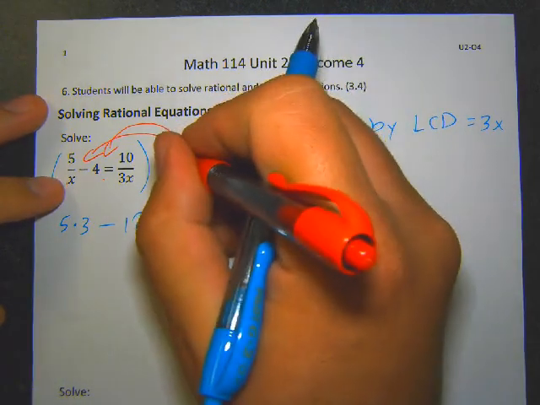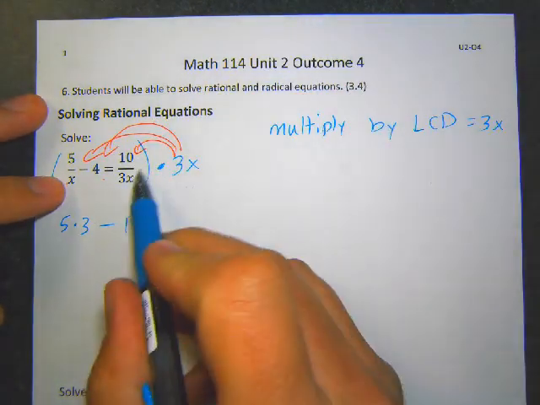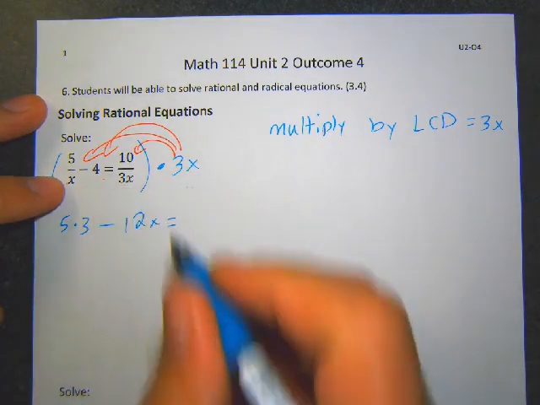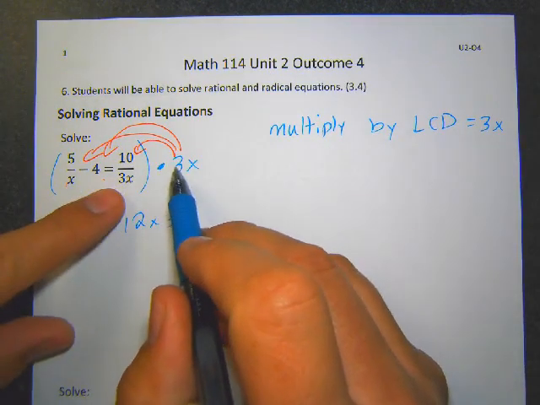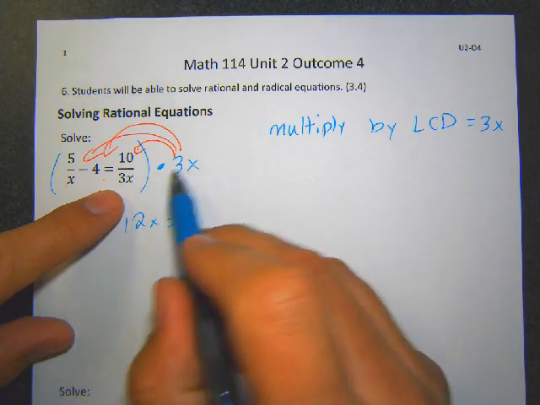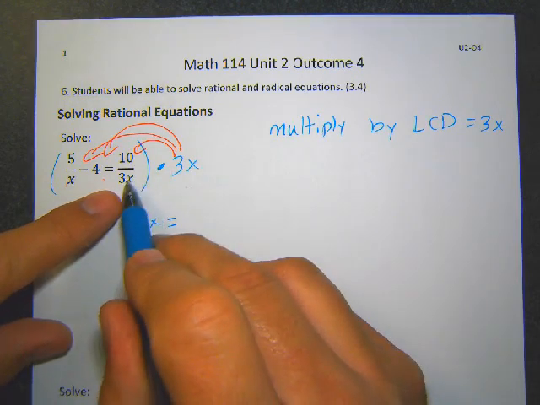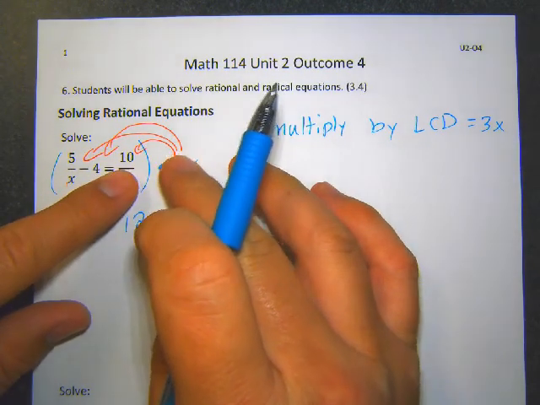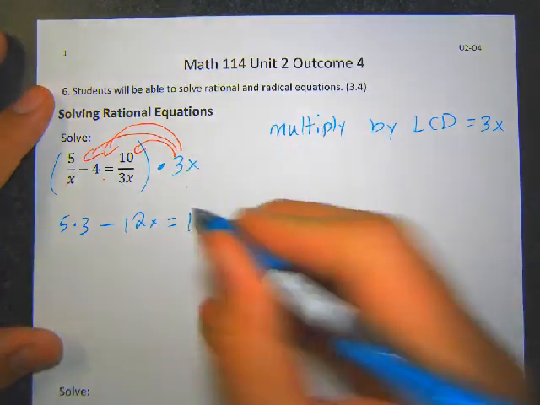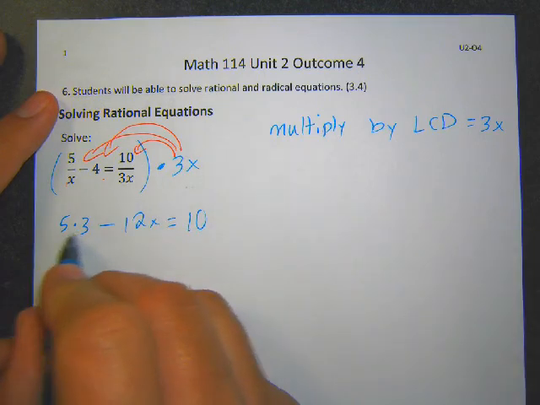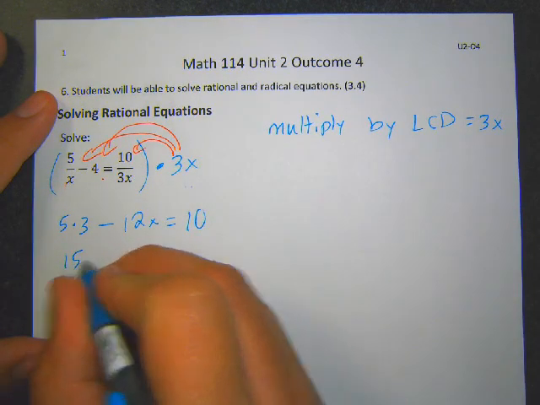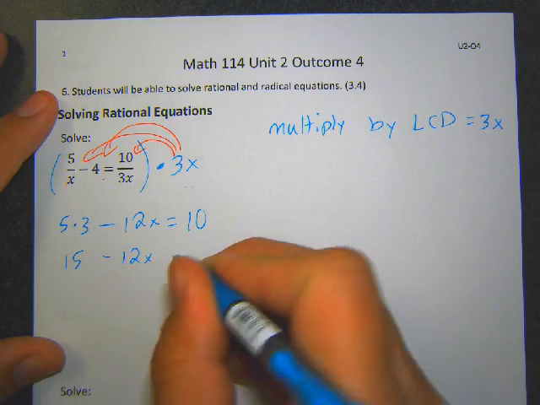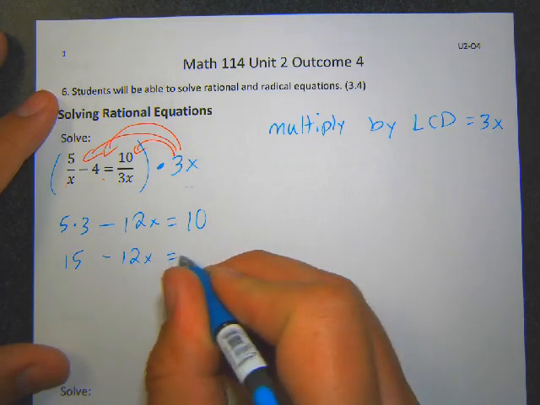Last step, I'm going to do the 3x times this 10 over 3x. Don't forget your equals when you're writing this. And notice that the 3x and the 3x, those whole things are going to cancel, right? There's a whole 3x on the bottom, there's a whole 3x on the top. So that's completely going to cancel. There's nothing left. So on the top, I'm just going to write down the 10. I should have just gone ahead and multiplied 5 times 3. That was 15. Could save myself a step there. But there we go. So we got 15 minus 12x equals 10.